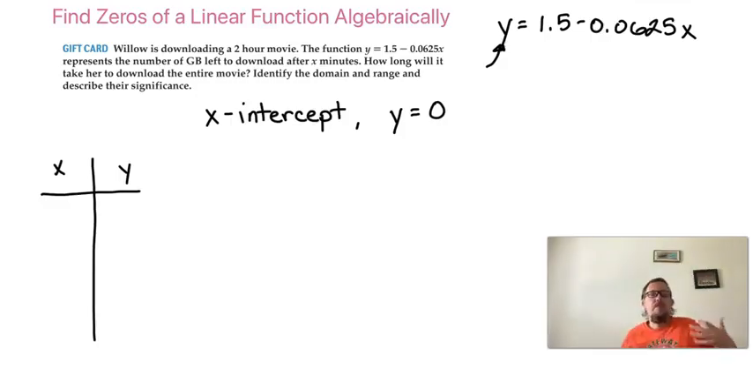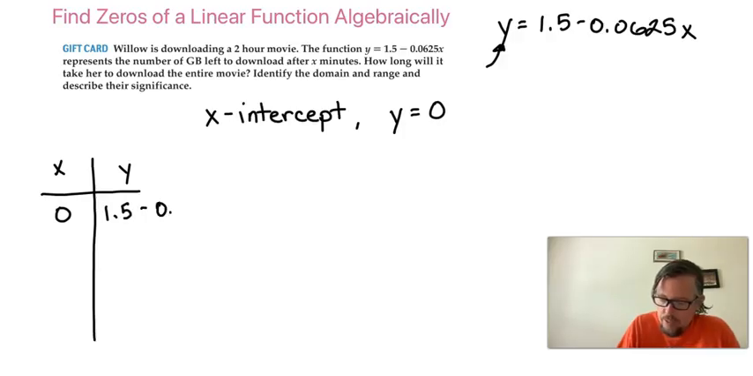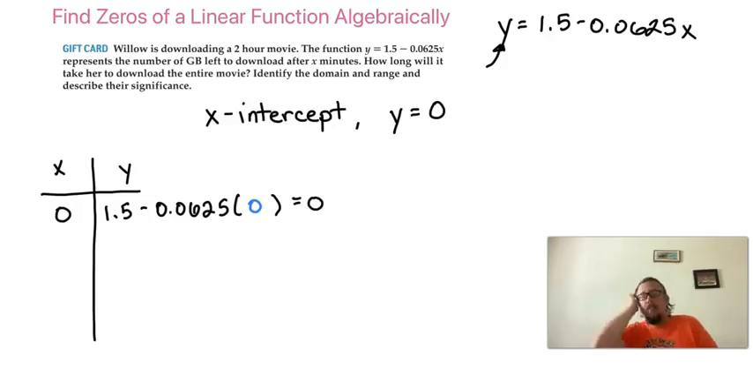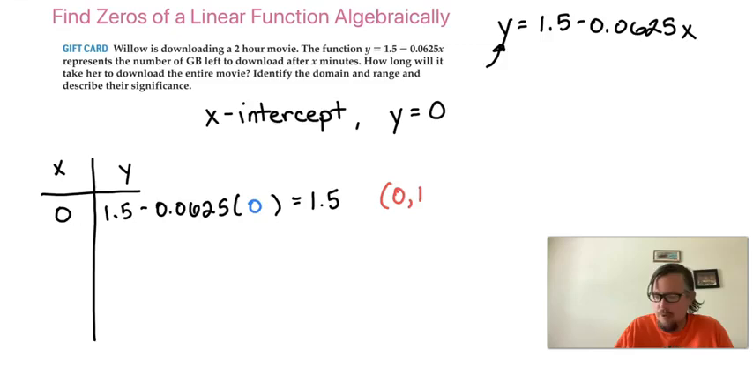We're going to pick just a few values of x that we'd like to use. I really like to use the value 0, just because 0 is really easy to plug in. So let's do 1.5 minus 0.0625, and then we're going to multiply that by 0. And 1.5 minus 0 is going to give us, not 0, duh, it's going to give us 1.5. So one of our first coordinates is going to be (0, 1.5).